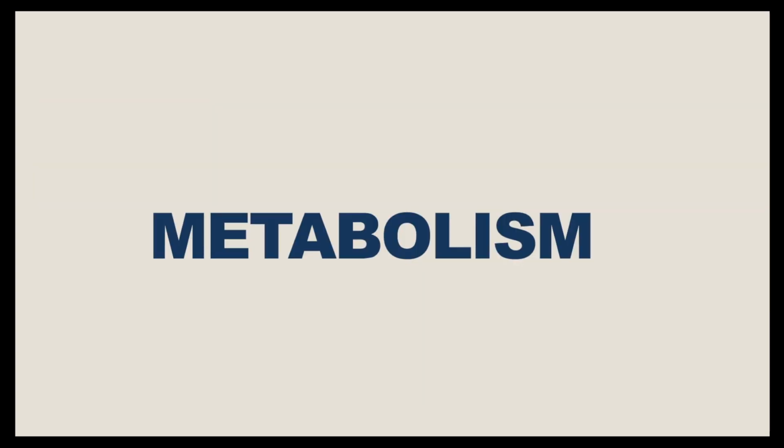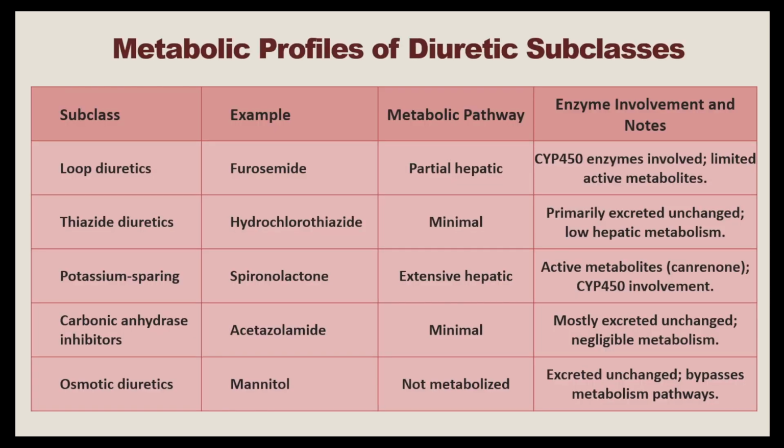Metabolism. Metabolism of diuretics varies across subclasses, influencing their active metabolites and clinical duration. The table provided summarizes the metabolic profile of major diuretic subclasses, detailing their enzymatic pathways and resulting metabolites. Loop diuretics like furosemide undergo partial hepatic metabolism via CYP450 enzymes, while thiazides like hydrochlorothiazide are minimally metabolized.